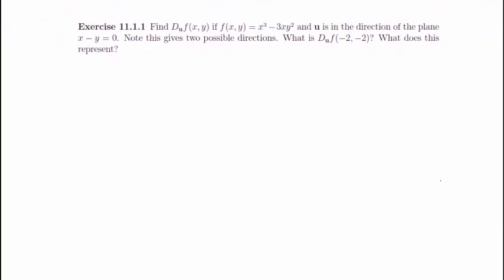Okay, still before I do the proof, let's have you try this exercise here, exercise 11.1.1. Find the directional derivative d sub vector u of f of x comma y if f of x comma y equals x cubed minus 3xy squared, and the vector u is in the direction of the plane x minus y equals 0. Note this gives two possible directions. What is the directional derivative d sub vector u of f of -2 comma -2? What does this represent? Go ahead and give this a shot. I will be back in a few moments to work through the solution with you.